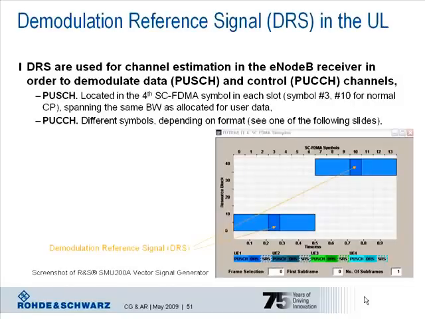To ensure proper demodulation, demodulation reference signals are used in the uplink. In contrast to the reference signals used in the downlink, the demodulation reference signals are not transmitted on specific resource elements. Instead, the demodulation reference signal is transmitted over the entire allocated bandwidth and occupies a specific single carrier FDMA symbol. The screenshot shows the timeline of the Rohde & Schwarz vector signal generator SMU200A, generating a 3GPP compliant uplink signal.